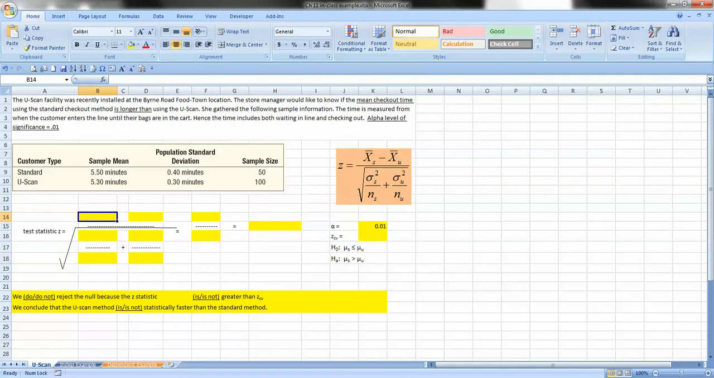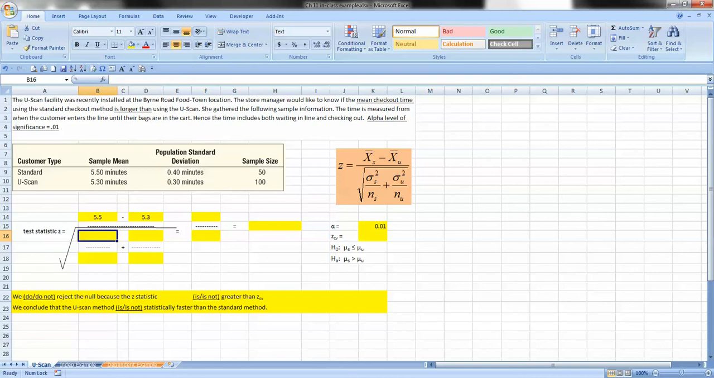Looking at our formula over here, we have the x bar sub s, so we want to get the mean of the standard method, which is over here, 5.5, and we're going to subtract it from the mean of the UScan method, which is 5.3. And here, inside of the square root symbol, we have the variance of the standard method divided by the n, or the sample size of the standard method, plus the variance of the UScan method divided by the sample size of the UScan method.